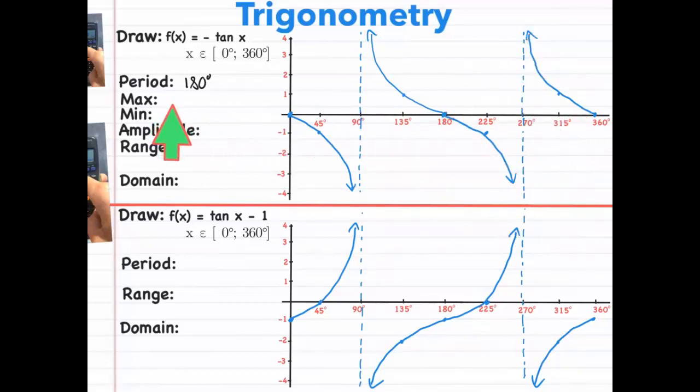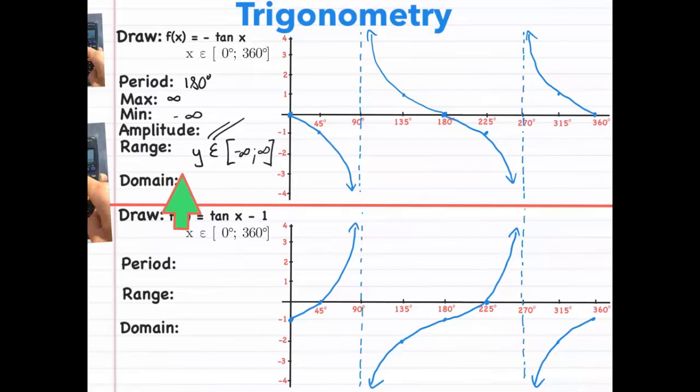What is the maximum value? Well, a tangent function doesn't have a maximum. It keeps going up, and we can basically say that it can be infinity. What is the minimum function or the minimum value? It keeps going down, so we can say negative infinity. What is the amplitude? There is no amplitude. Okay. What is the range? Well, it does have a range. The y is an element of negative infinity all the way to infinity.